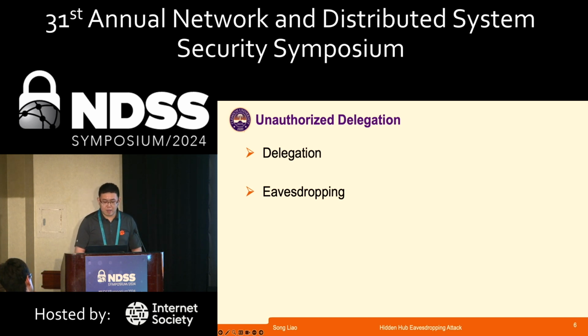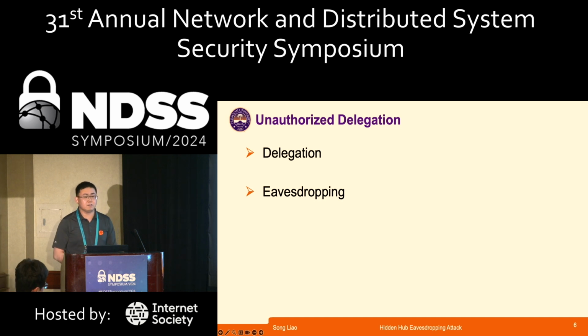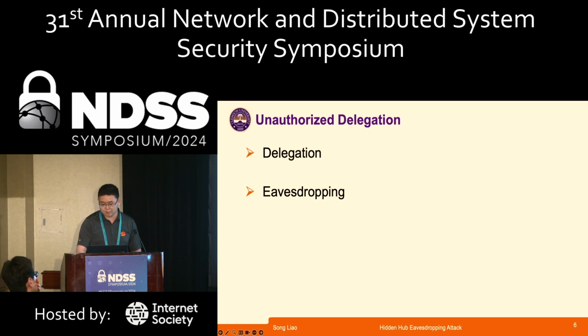A Matter device can be connected to multiple Matter hubs, and each Matter hub can obtain the status of the IoT devices, so malicious users can utilize the unauthorized delegation vulnerability to airdrop the status of other IoT devices. A more serious situation would happen if sensitive data is monitored and leaked, such as the status of door locks.